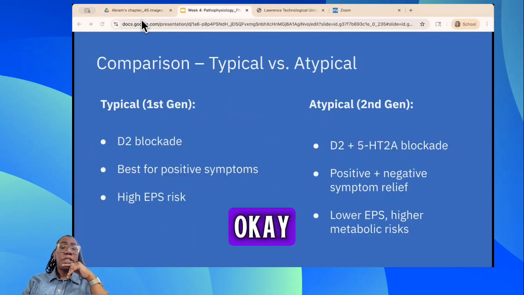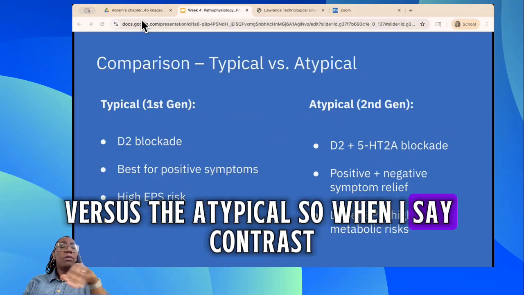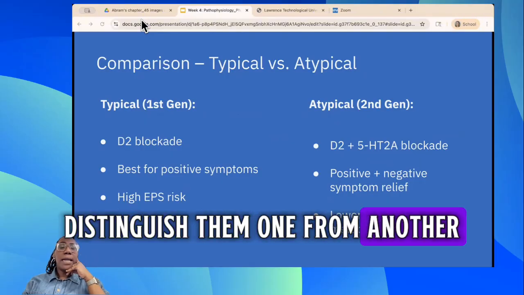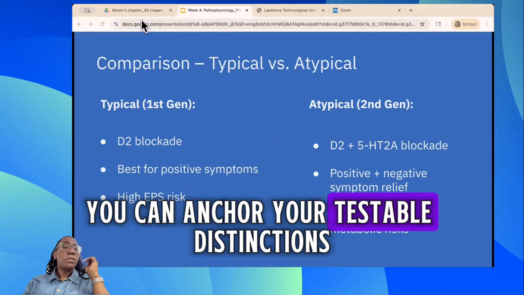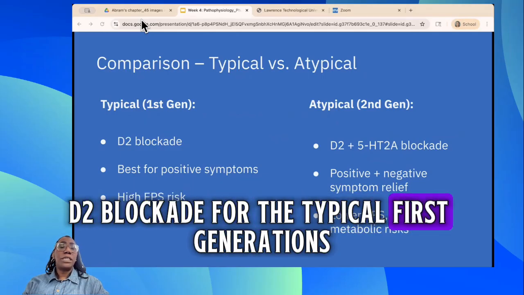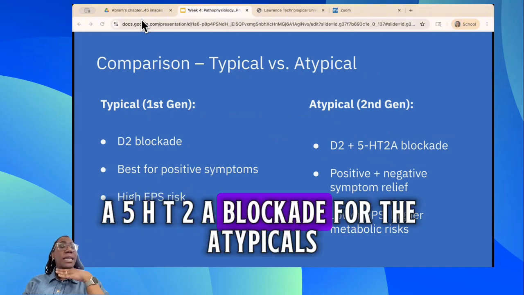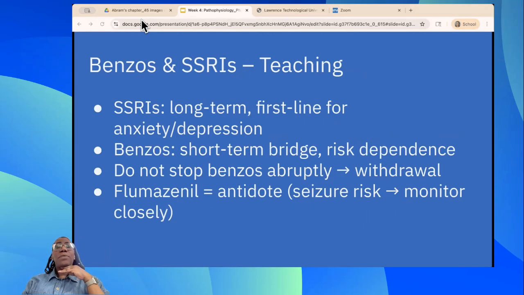Okay. Here's an example of how we might contrast the typicals versus the atypicals. So when I say contrast, I mean really break down the main differences in ways that you can distinguish them one from another. All right. And hopefully in seeing this summary table here, you can anchor your testable distinctions. Okay. So D2 blockade for the typical first generations, D2 plus 5-HT2A blockade for the atypicals, for example. Okay. All right.